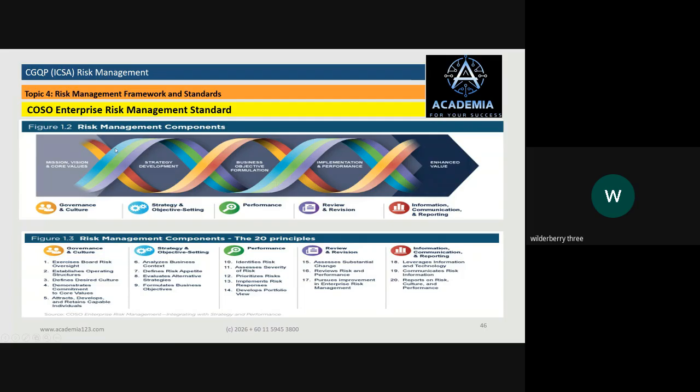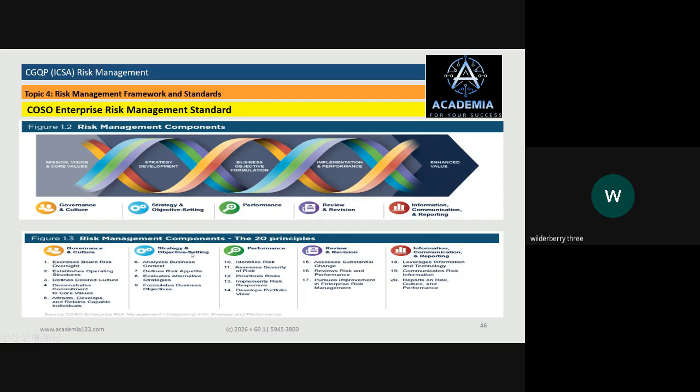You see, of course, they do here mission, vision, integration, strategic development, business objective formulation, and so on. And then they have overall 20 principles. So they regulate much more in detail. What in terms of governance? How a board, how you exercise board risk oversight, how you establish the structures and so on.